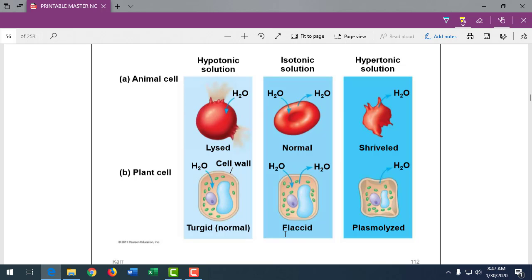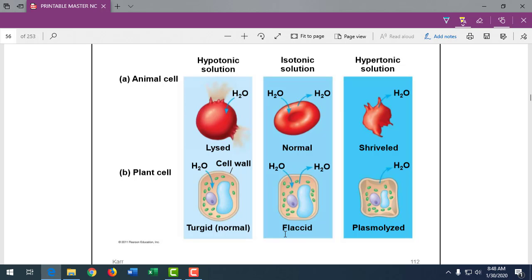So which way will water move when these 2 plant cells are put into a hypotonic solution? Yeah, water's going to move into the cell, and that's why the water vacuole fills up nice and plump and you have a turgid cell. When a cell is turgid, it means it's full of water and it's plump and it's upright and it's a healthy plant.